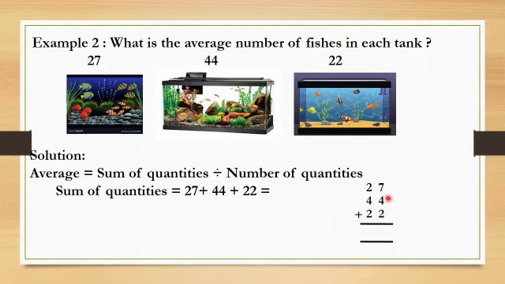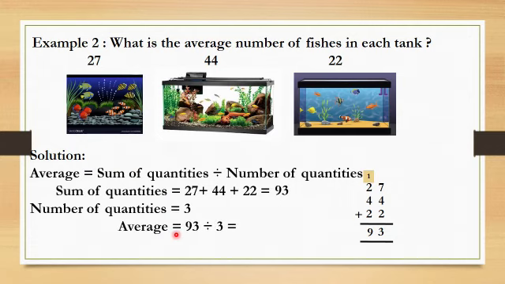Let's do the working. 7 plus 4 is 11. 11 plus 2 is 13. 3 and 1 carried above. 1 plus 2 is 3. 3 plus 4 is 7. 7 plus 2 is 9. So after finding the sum, we got the answer as 93, that is for the sum of quantities. Now the number of quantities are 3 because there are 3 fish tanks here.